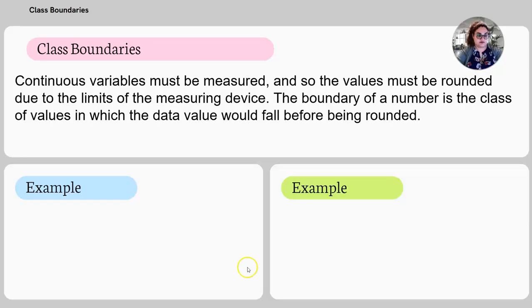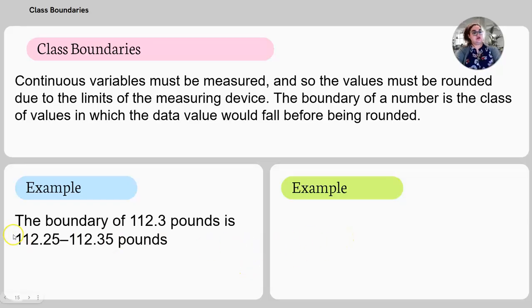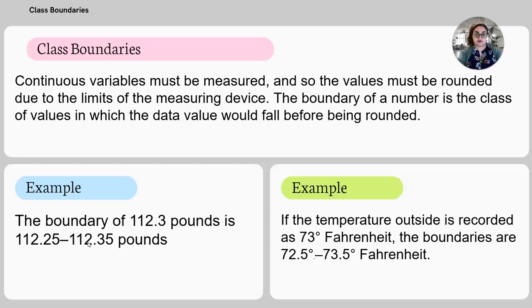You always go 0.5 above. I think I have a couple examples here. So the class boundary of 112.3 pounds is 112.25 to 112.35. And that's just because continuous variables are infinite, and we want to make sure there are no gaps between our classes as we're setting them up. Here's another one for temperature. Temperature is also a continuous variable. So instead of looking for just 73 degrees Fahrenheit, we go 0.5 before and 0.5 after the 73 degrees Fahrenheit.